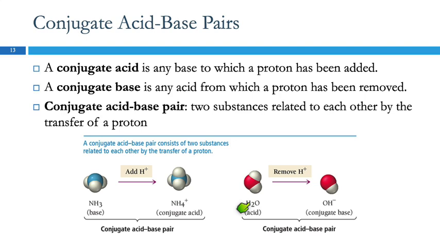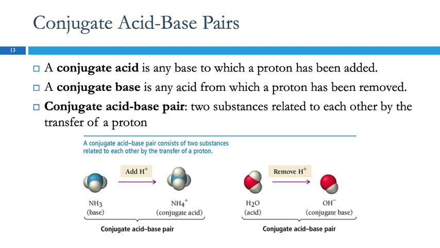We can look at water. If we take a hydrogen ion off of the water, we get hydroxide. So here, water can act as an acid by donating a proton. Then it becomes a base capable of accepting a proton.